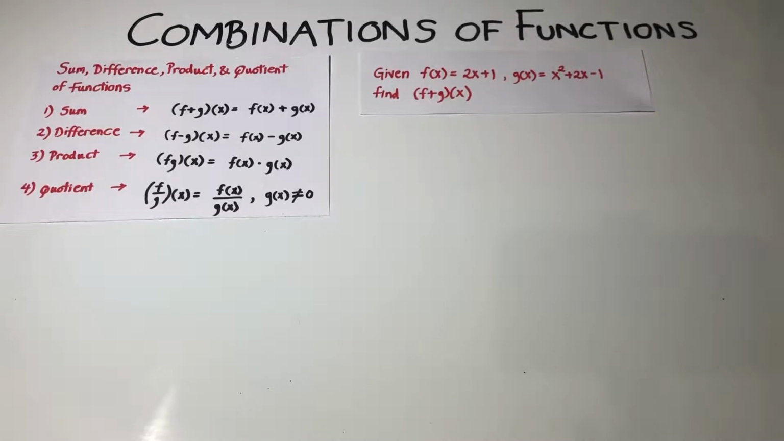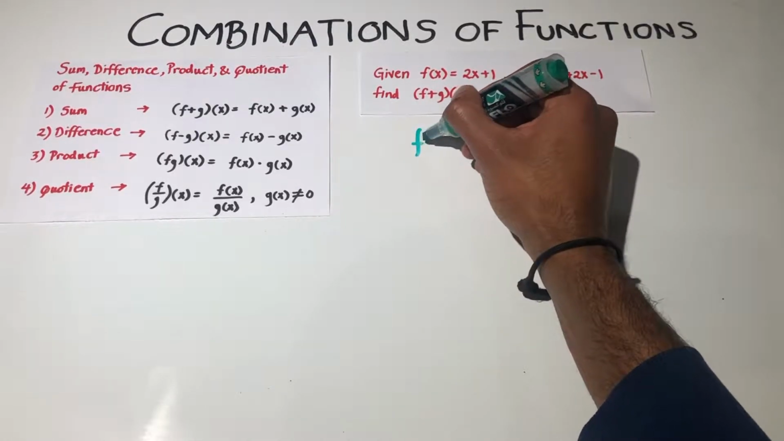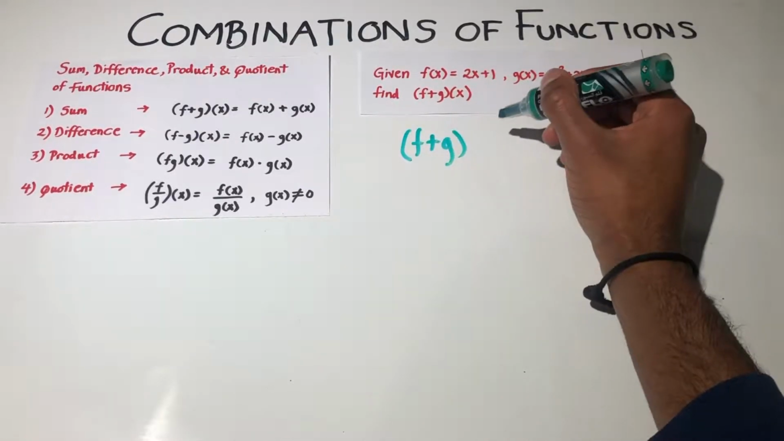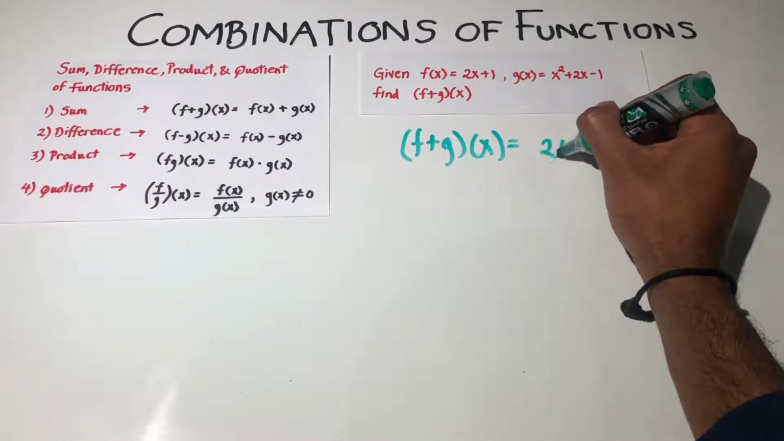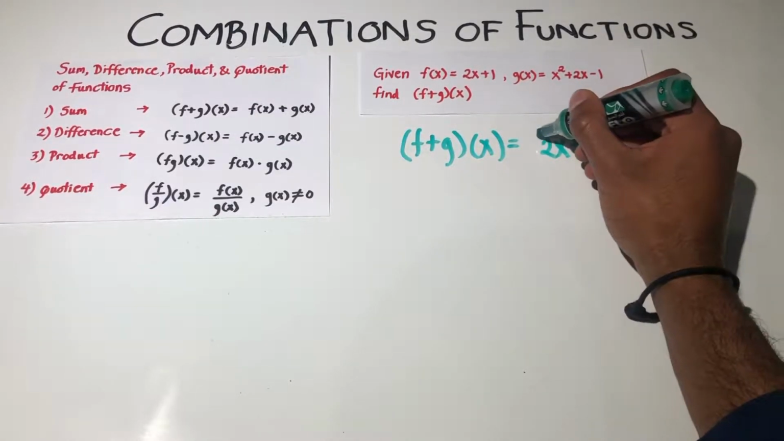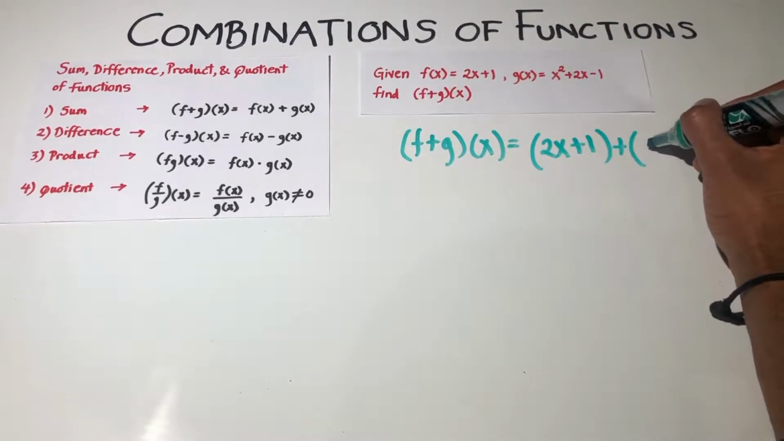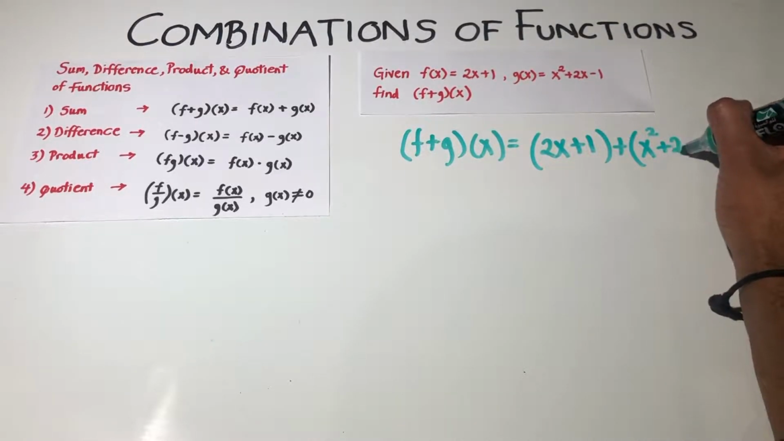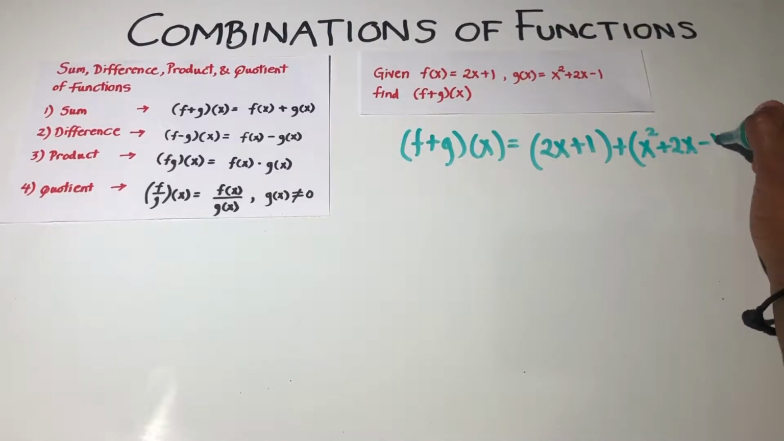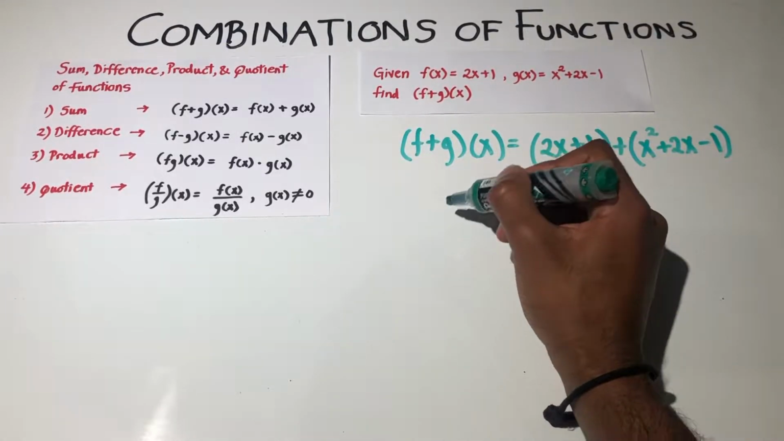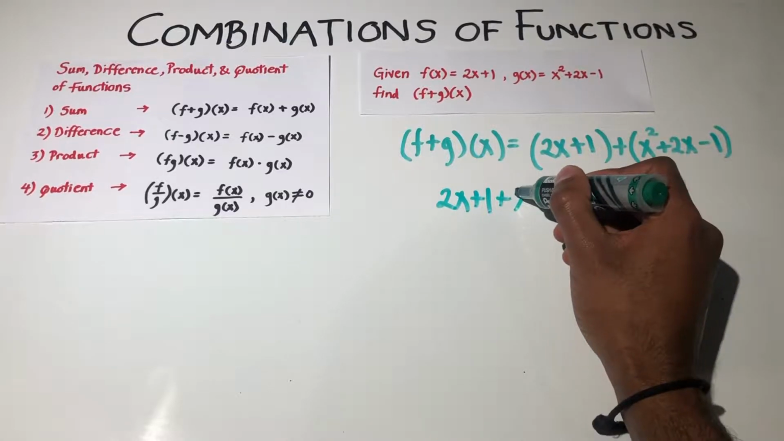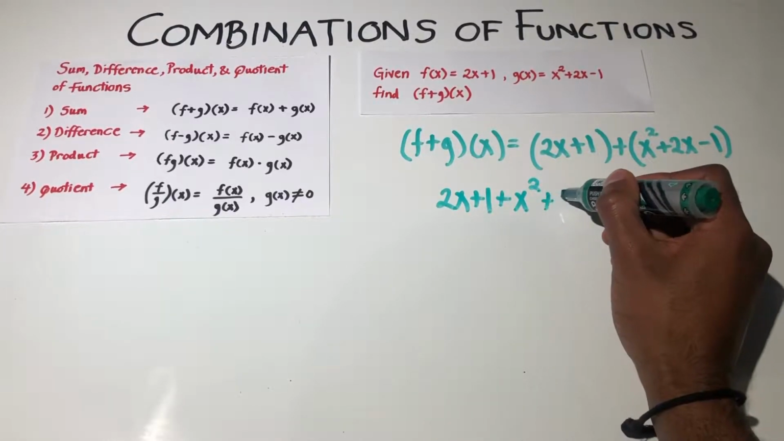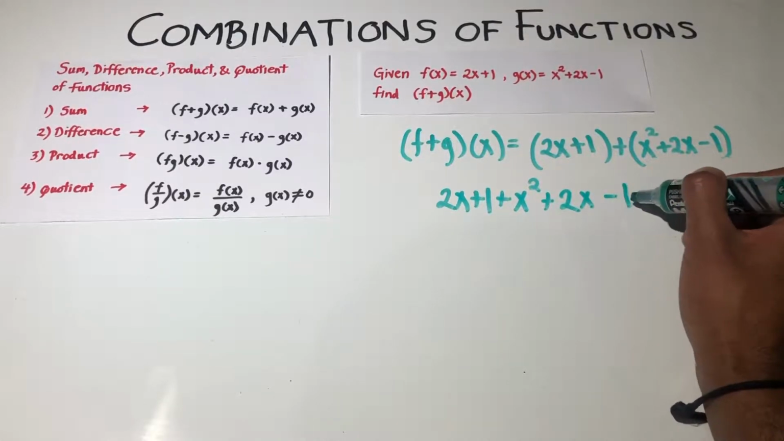Let's go ahead and do this. So we have f plus g of x is going to give us 2x plus 1 plus x squared plus 2x minus 1. We can go ahead and break the parentheses. We're going to get 2x plus 1 plus x squared plus 2x minus 1.